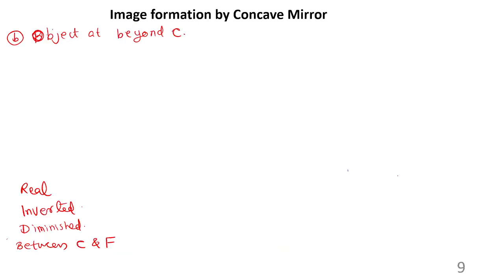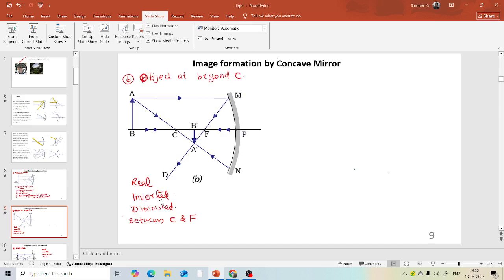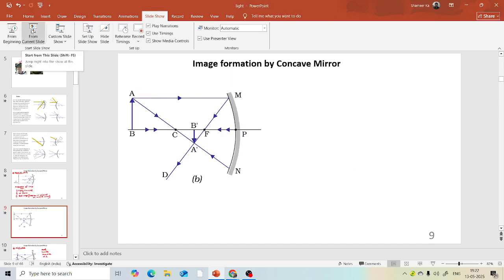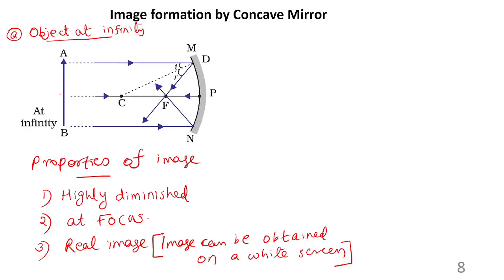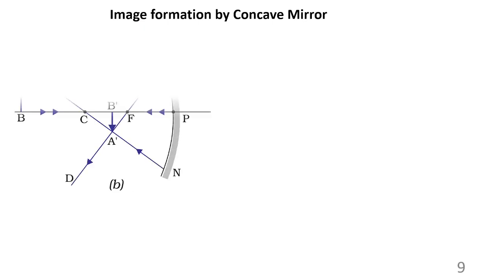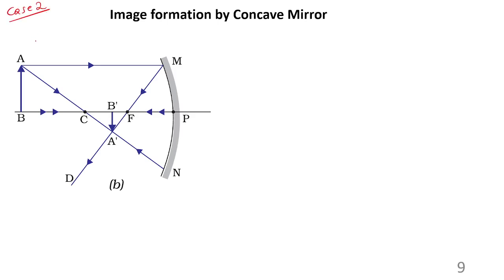So next is, there are 6 cases. The first case you understood. Object is at infinity. The next case is the second case. Case 2, object is not at infinity. Object is not at infinity means beyond the center of curvature.